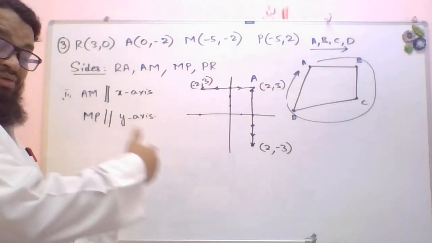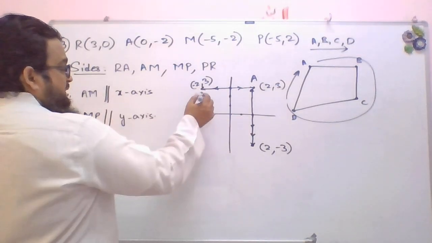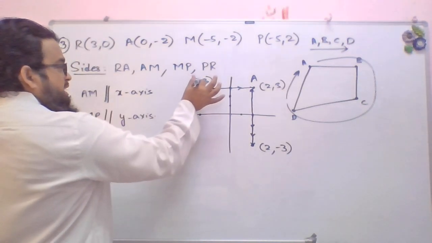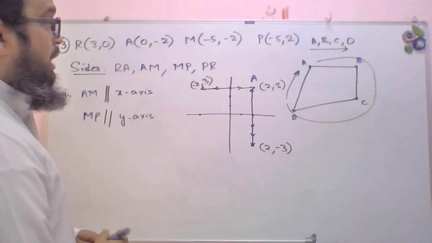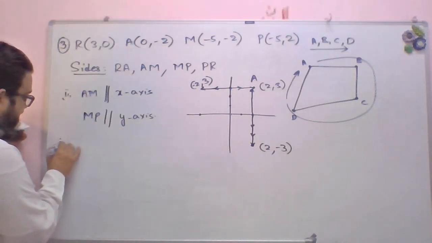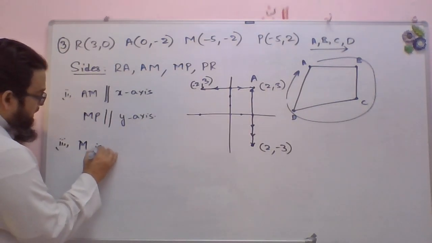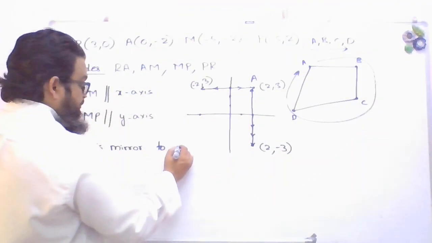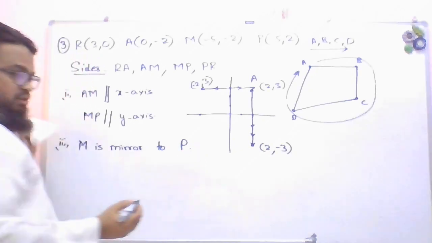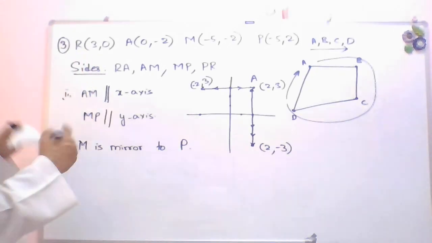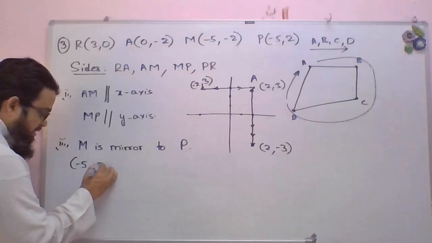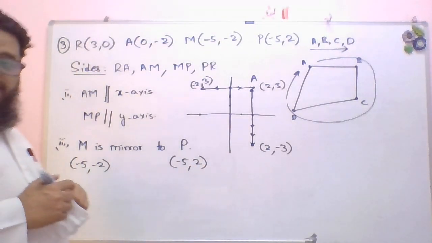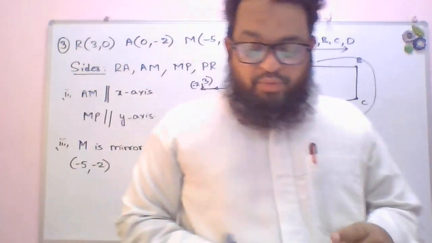So in the previous example, if you remember, -5 comma -2 is in the third quadrant, and -5 comma 2 is in the second quadrant. So these two are mirror images. So what will you write? M is the mirror image of point P. Understood or not? समझ में आ गया? If you want more clarification, this is -5 comma -2, and what is P? -5 comma 2. Understood, my dear students? So we have seen this.